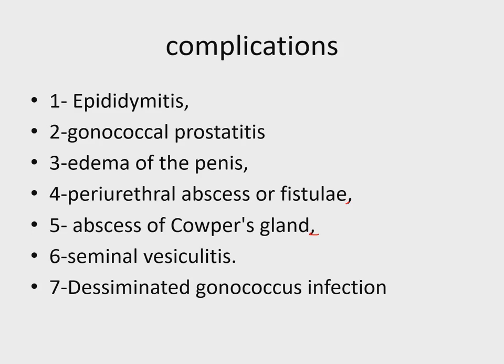Periurethral abscess, abscess of Cooper's gland, seminal vesiculitis, and all of these can cause sterility. Disseminated gonococcal infection means the infection will not be localized in the genital organs, but it can also affect other areas. The most common area affected is the joints: gonococcal arthritis. A patient with untreated gonorrhea can later develop gonococcal arthritis.